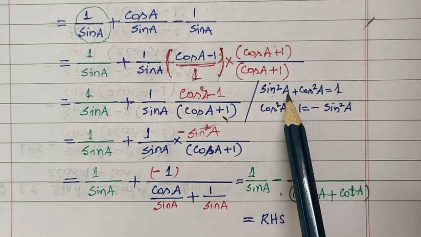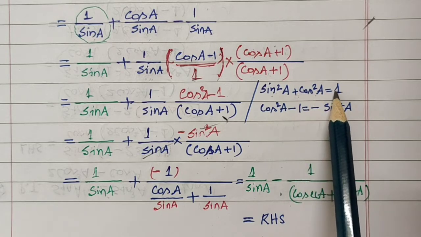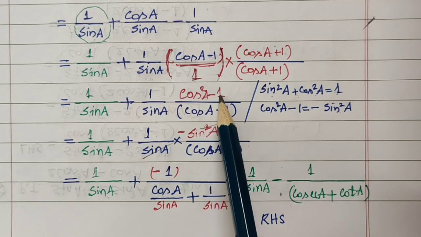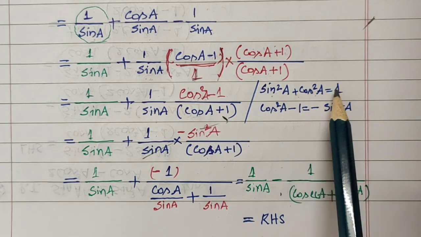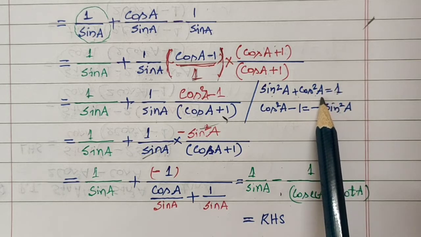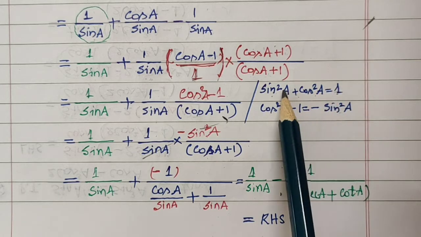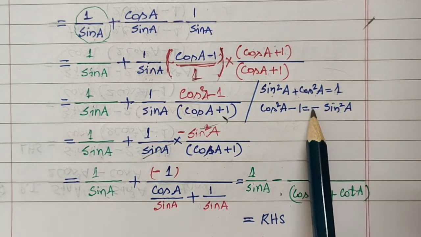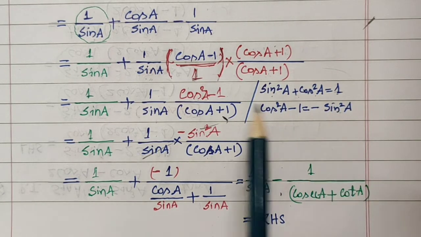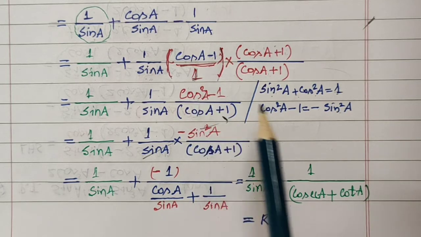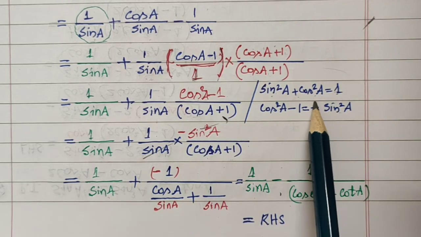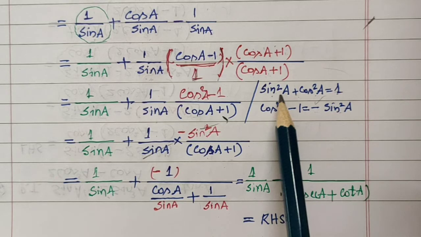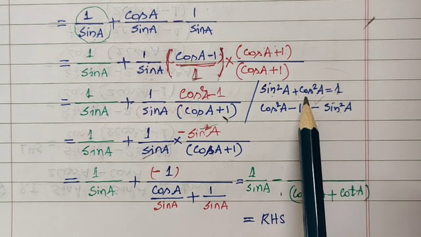We know that sin square A plus cos square A is equal to 1. We want cos square A minus 1. So we want cos square A, you bring this to the left hand side, that will become minus 1. This goes to that side. When sin square A goes that side, this will become minus sin square A. Cos square A minus 1 will become minus sin square A. This is important because we are throwing this out and bringing this here.